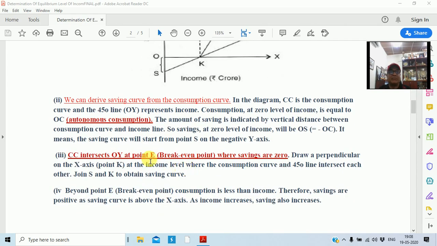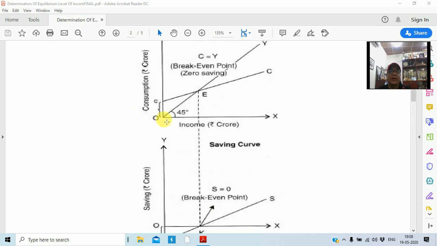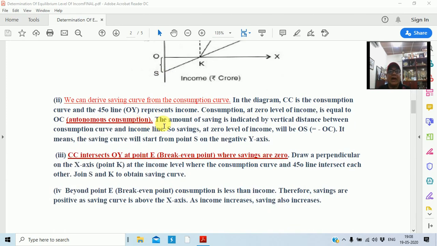Now here is the explanation. We can derive the saving function from the consumption function. In the diagram, CC is the consumption curve and the 45-degree line OY represents income. Why is income at 45 degrees? Because Y is equal to C plus S. Consumption at 0 level of income is equal to OC. At 0 level of income, your consumption is OC, right? That is called autonomous consumption. The amount of saving is indicated by the vertical distance between the consumption curve and the income line.